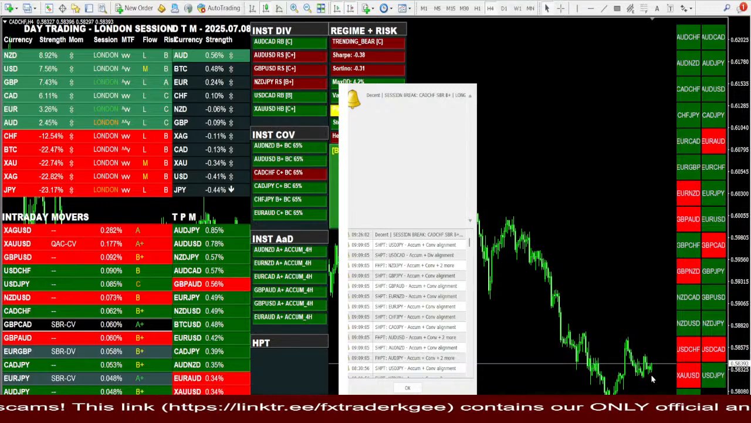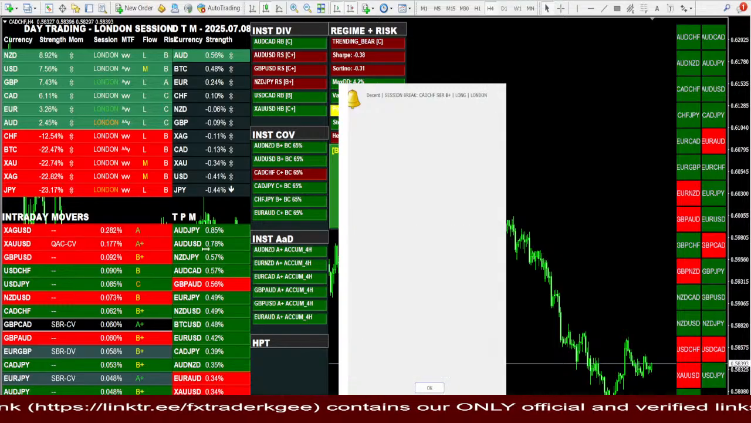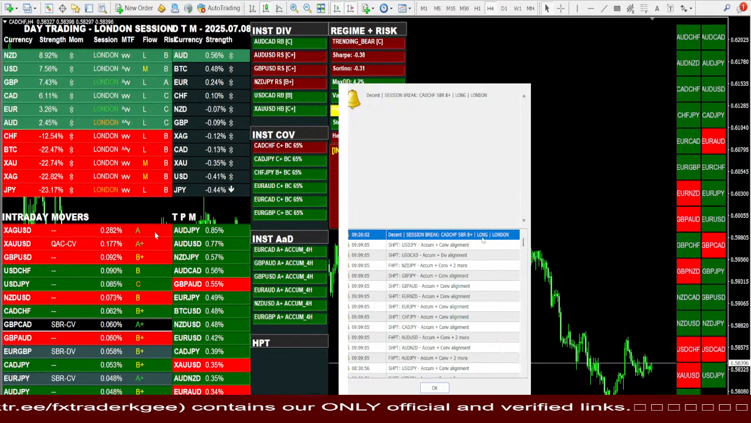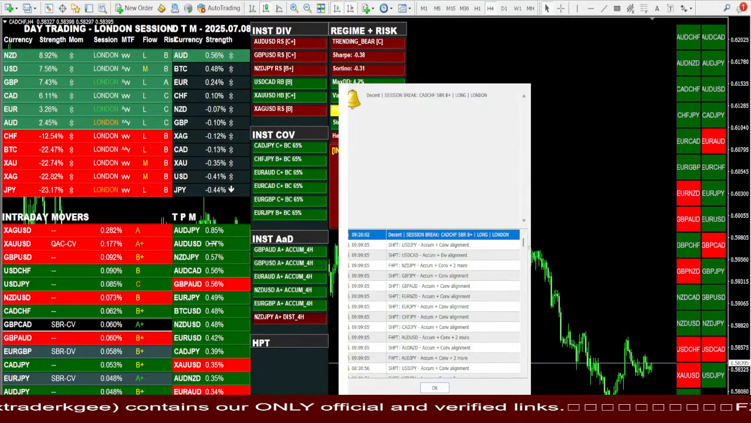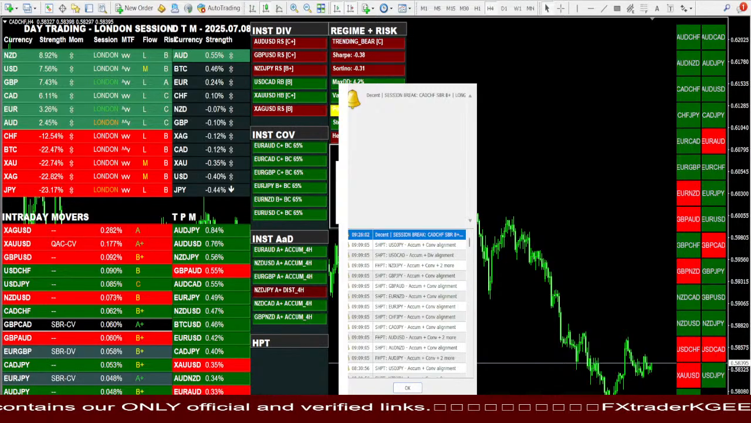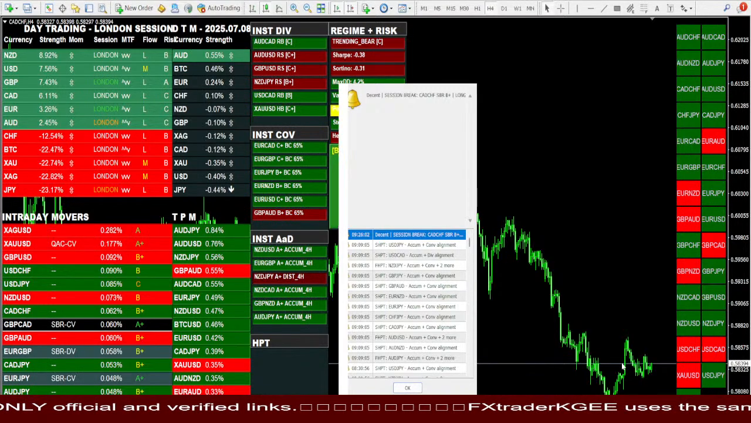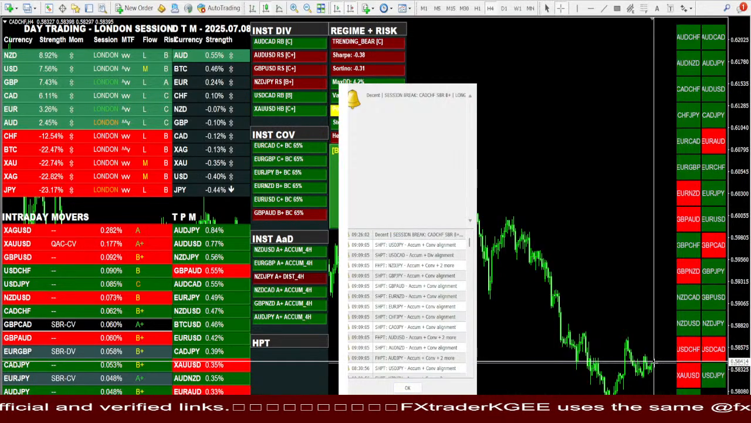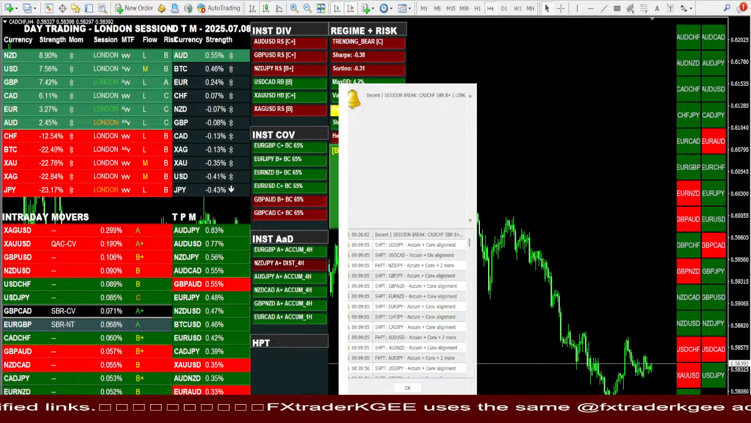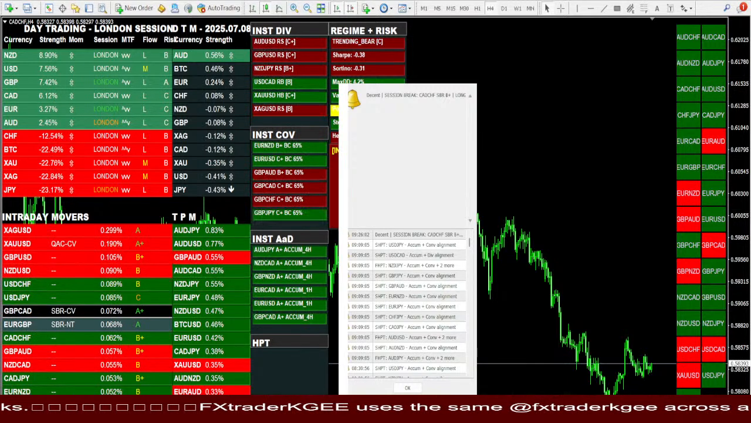That means it could buy. There's a possibility that this could buy from here. Okay, see, London session, and it says long. So there's a possibility that I could buy Canadian dollars, Swiss franc from here. All right, but okay, I need other confirmations.